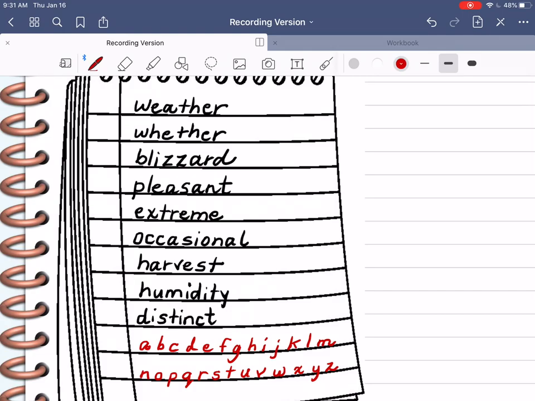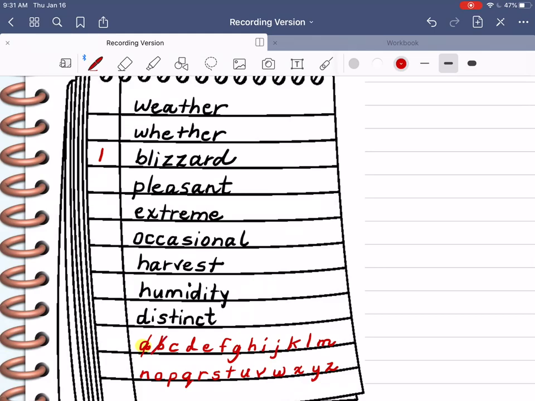So what we need to do is look down the list at our first letters. I am looking for the letter A. So I have W, W, B, P, E, O, H, H, D. No A's. So we can cross off the A. Do we have any B's? Yes, we do. We have the word blizzard, and that's the only B. So let's put a number 1 beside blizzard. That is our first alphabetical listing.